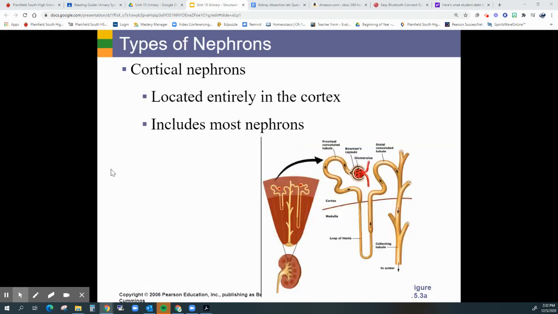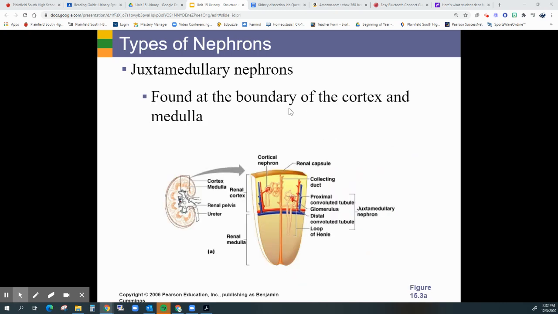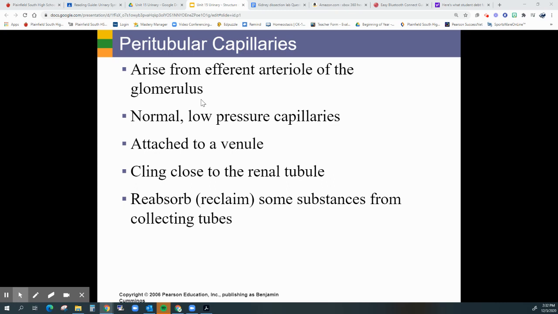There are two types of nephrons. There are cortical nephrons. These are ones that are directly in the cortex. Most of the nephrons that we have in the kidneys are cortical nephrons. And then there are juxtamedullary nephrons, which are the ones that are towards the boundary of where the cortex and medulla start. So these are a little bit closer down here. So the medulla would be here, cortex here. These guys are on the edge of that process, whereas the cortical nephrons are a little bit further out.